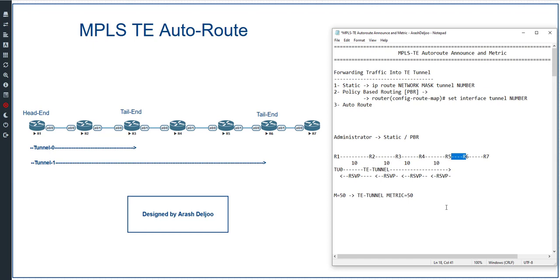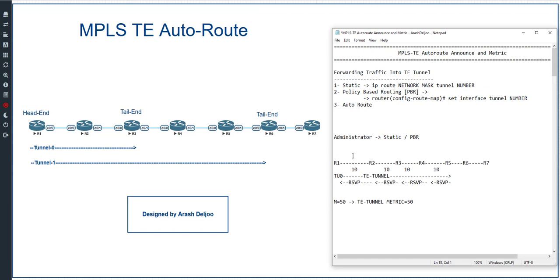Maybe you say, okay, it's obvious, but let me talk about this. Look here. Assume that we have another link from R1 to R5, for example along this path. Between R1 and R5, we have another link, and this link's metric is 20. But we didn't use this path. We used this path for the tunnel, for example with the explicit method. Because the lowest IGP metric to R5 is 20, the metric of the tunnel is now 20.